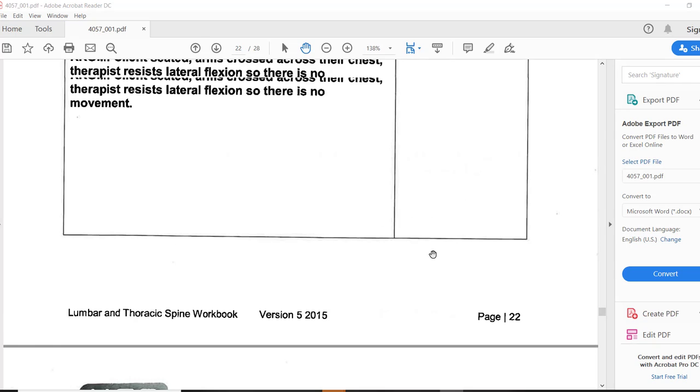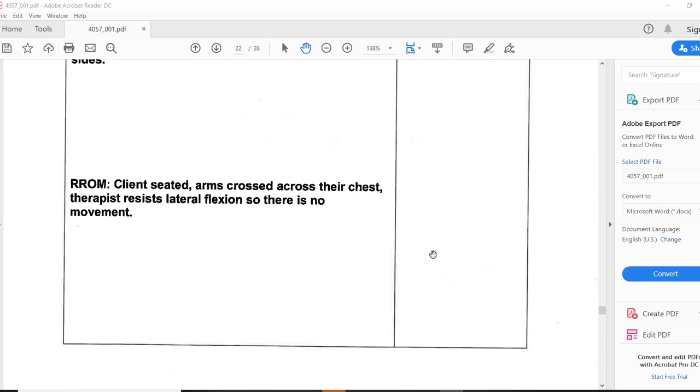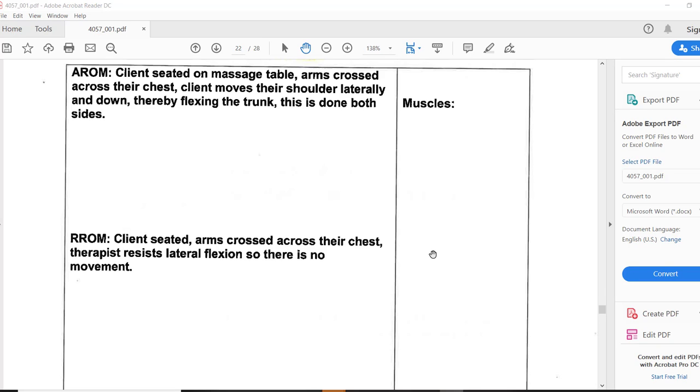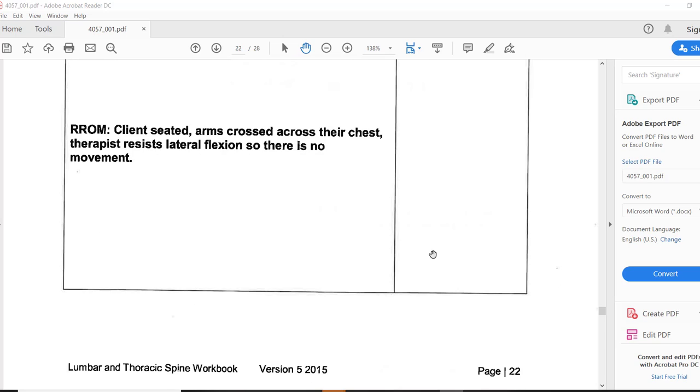So with those parts, we're just looking for the muscles that are going to be involved in performing those movements. Remember, the AROM and the resistive range of movement muscles are going to be the same, so you don't need to identify the passive range of movement muscles.